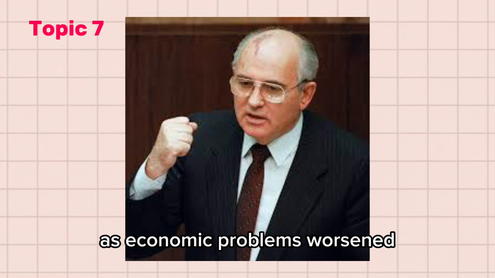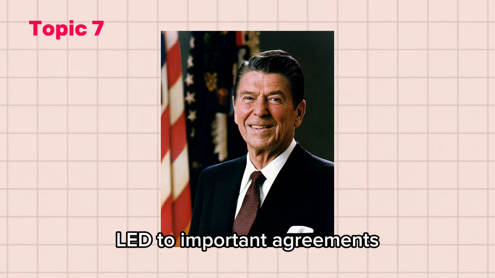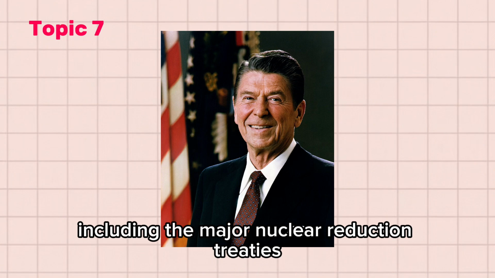As economic problems worsened, Gorbachev turned to negotiation with the West. His cooperation with President Ronald Reagan led to important agreements, including major nuclear reduction treaties, making an end to intense Cold War hostility. On to my second reason.